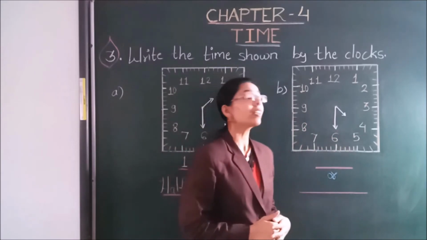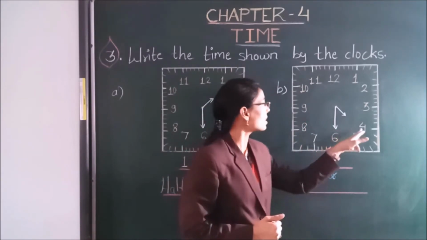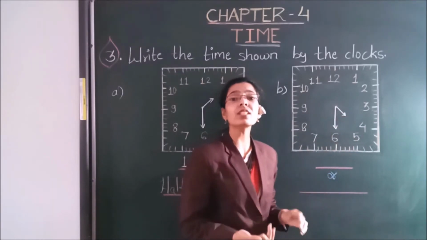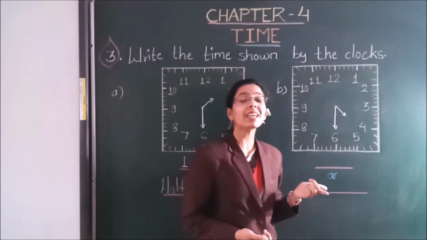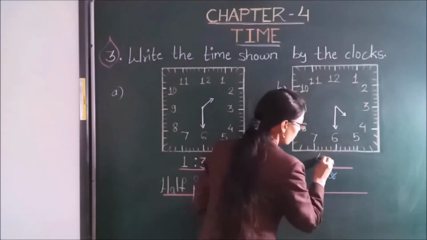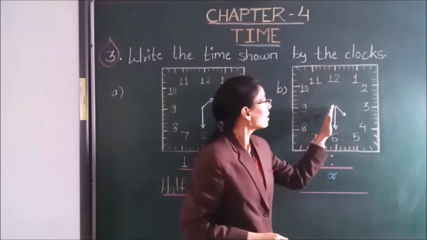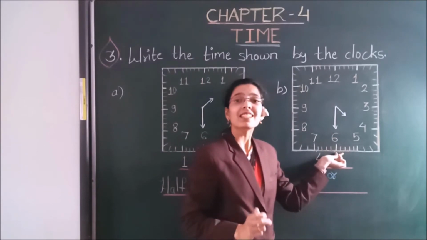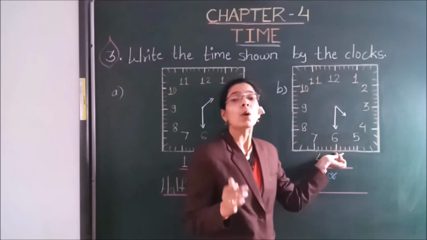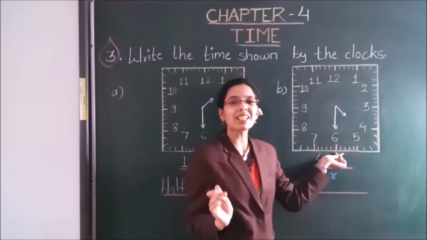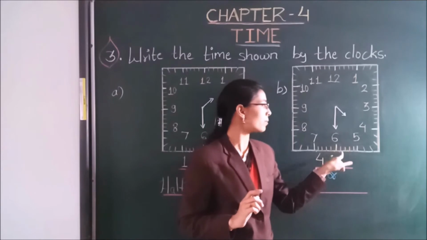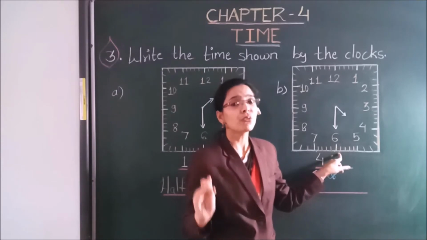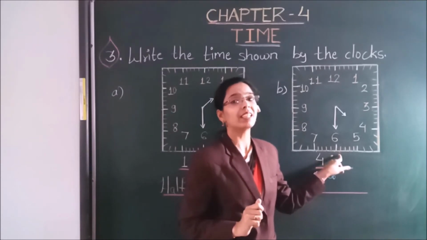B. Now look here, children. Our hand is between 4 and 5. It means this hour hand has crossed which number? Which bigger marking? 4. So we will write here 4. Okay. Then this minute hand is pointing to 6. This minute hand is at 6. So how do we calculate the minutes? We calculate the minutes by multiplying the number at the bigger marking. Which number is here at the bigger marking? 6. So multiplying by 5, 6 5s are 30.